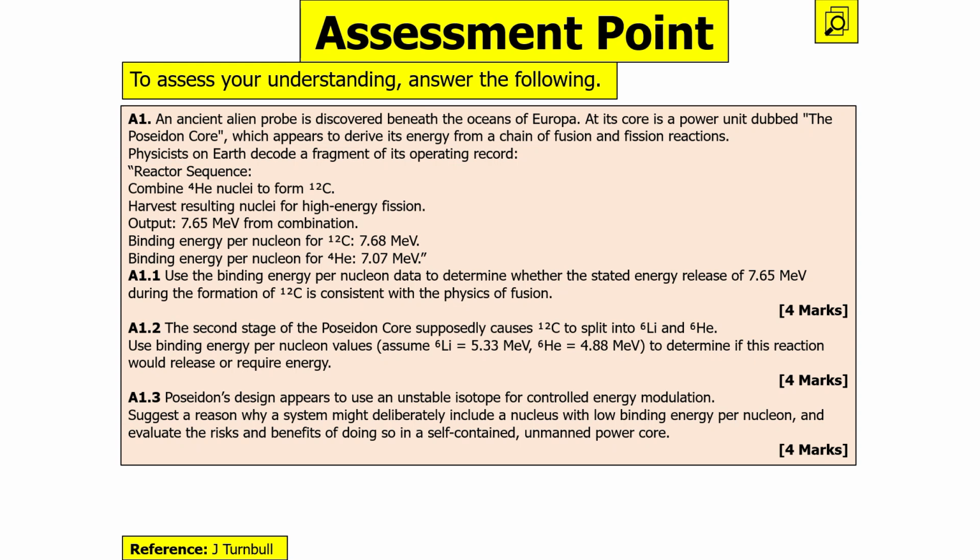The second stage of the Poseidon core supposedly causes carbon-12 to split into lithium-6 and helium-6. Use the binding energy per nucleon values to determine if this reaction would release or require energy.